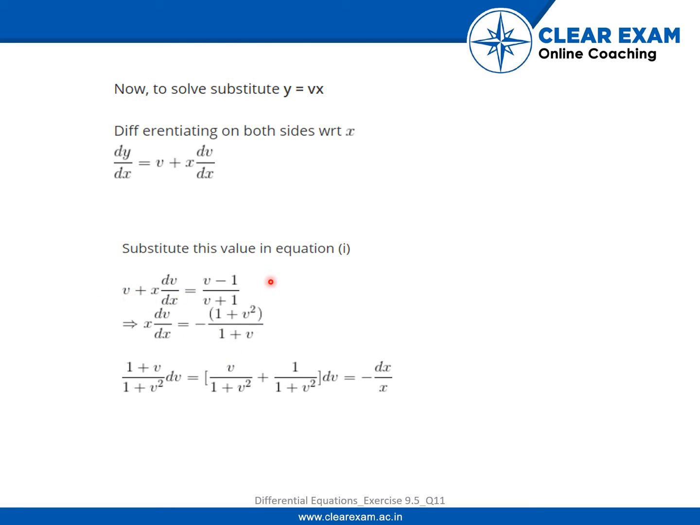We just put this v on the right hand side and then cross multiply. So (1 + v)/(1 + v²) dv = -dx/x. We'll just separate the numerator: v/(1 + v²) + 1/(1 + v²) dv = -dx/x.